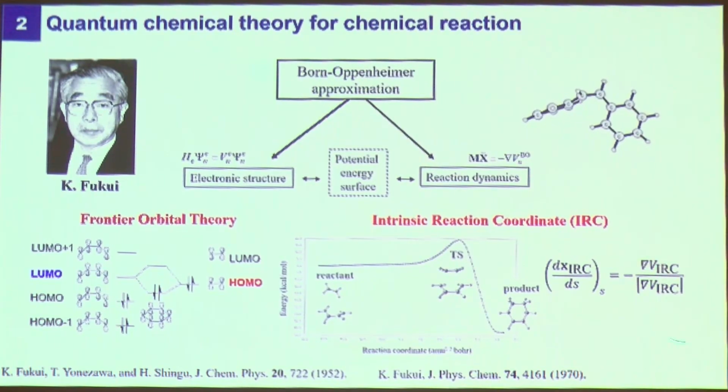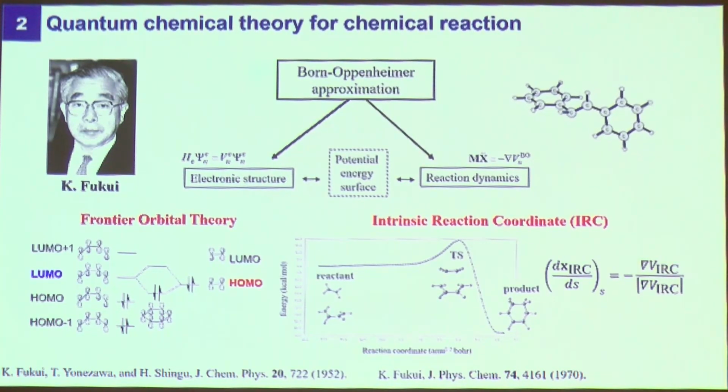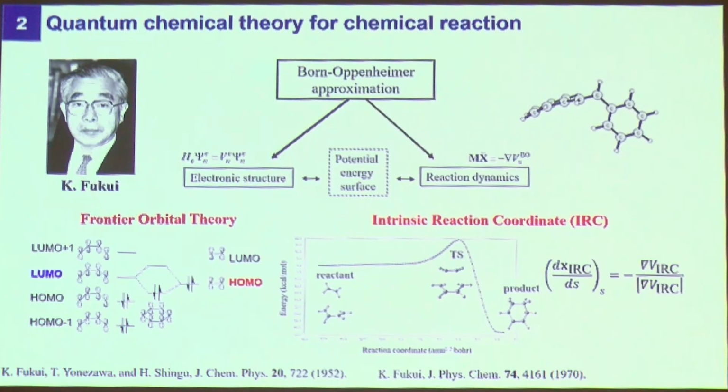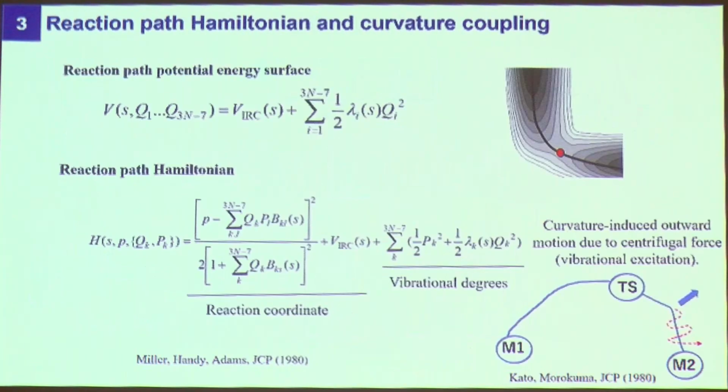This is a definition of reaction path tangent. By introducing this definition, nowadays we also calculate IRC when we study the reaction mechanism. And once reaction path is determined, we can develop the full dimensional potential surface based on reaction pathway.